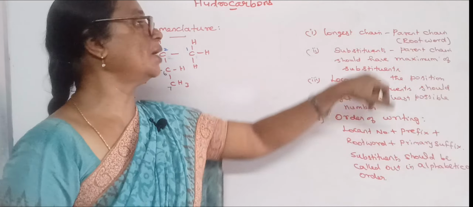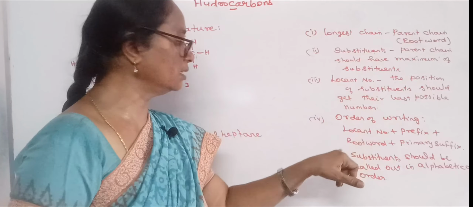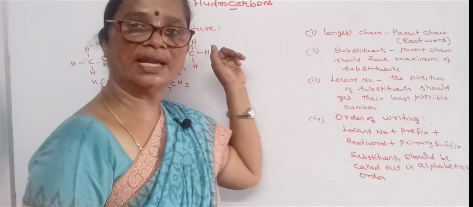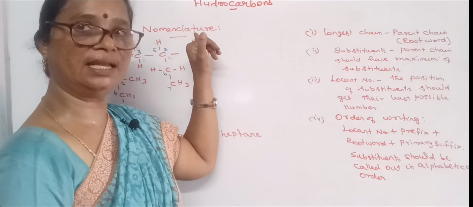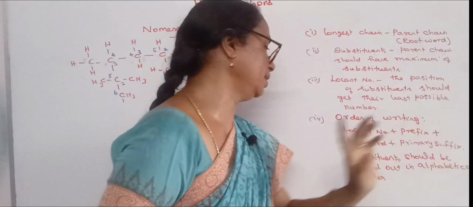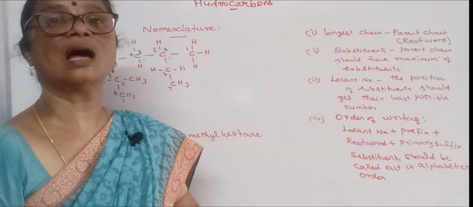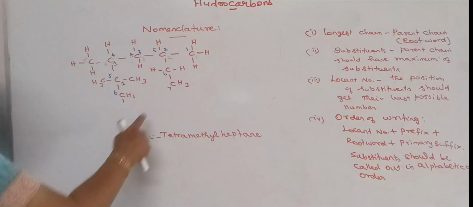The root word is the parent chain; from how many carbons it contains, we will get the root word along with its primary suffix. Here we are finding alkanes, so its primary suffix is ane, so we should end with ane. And the substituents should be called out in their alphabetic order. Let us take an example of this compound.